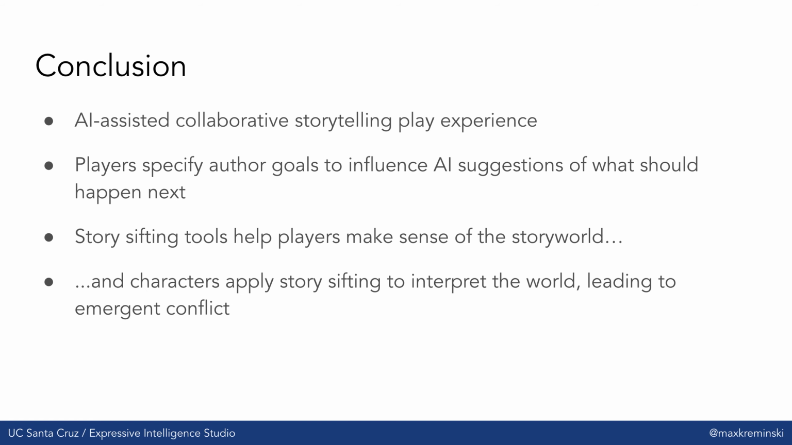So altogether, in conclusion, what we like about this is an AI-assisted collaborative storytelling play experience in which players specify author goals to influence the AI suggestions of what should happen next. Story sifting tools help players make sense of the story world and all the things going on in it, and meanwhile these characters apply story sifting to interpret the world, which leads to emergent conflict between them.